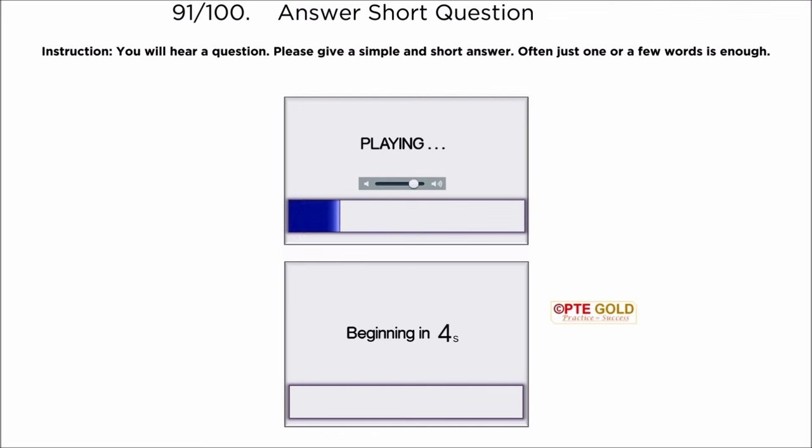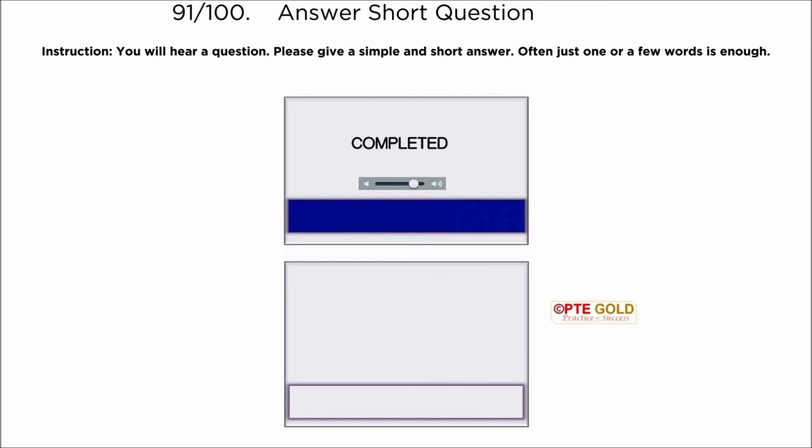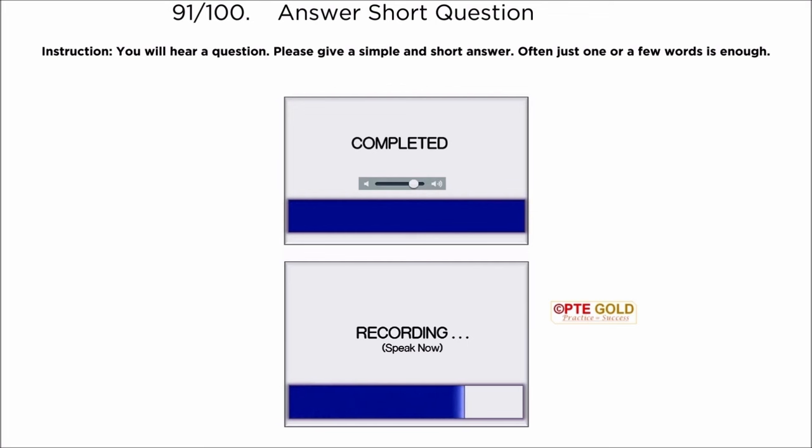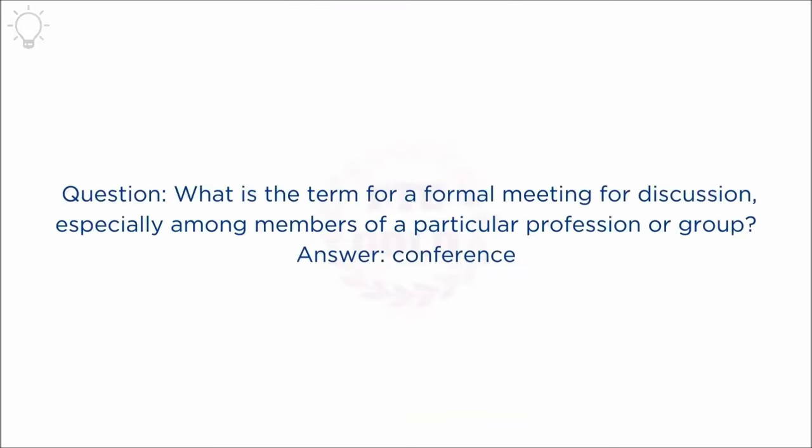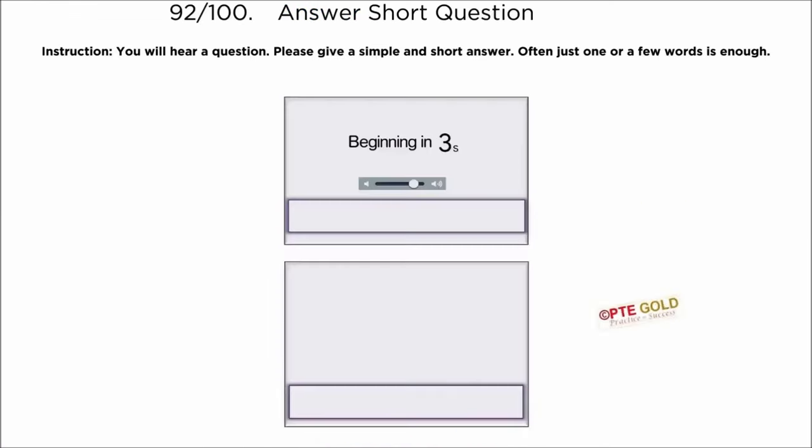What is the term for a formal meeting for discussion, especially among members of a particular professional group? Conference.